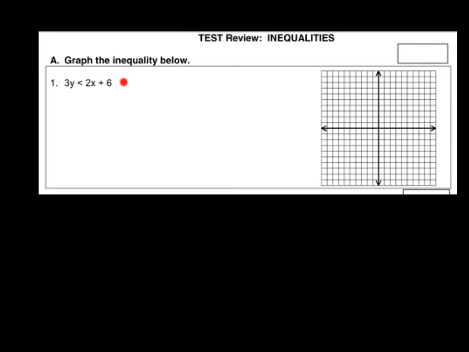And the first thing that we learned how to do was to graph a linear inequality. So here I notice that it's almost in slope-intercept form, but not quite. I need to go ahead and divide everything by 3 in order to get y by itself. So that's going to give me y is less than 2/3 x plus 2. So from here, that allows me to graph.